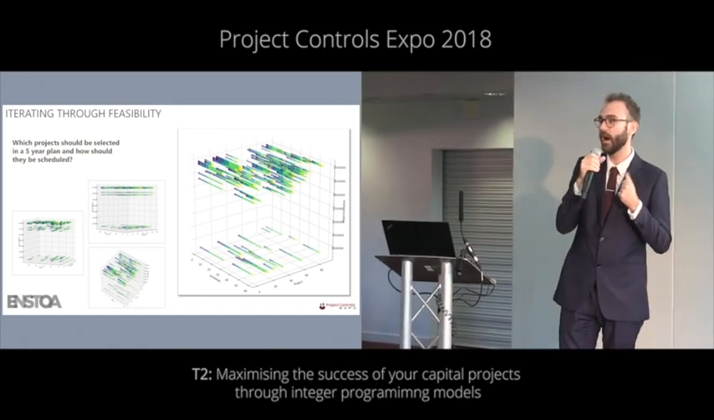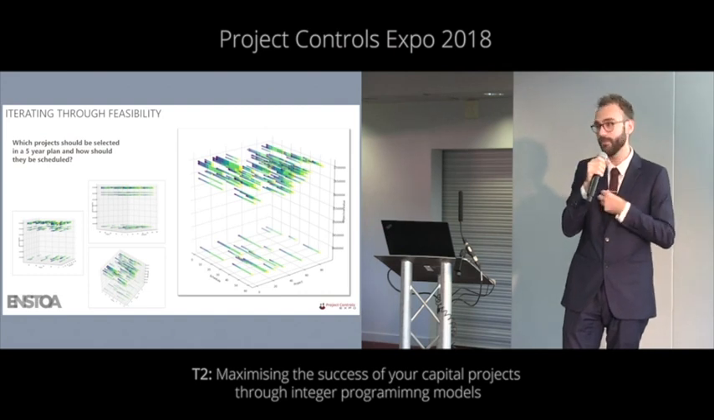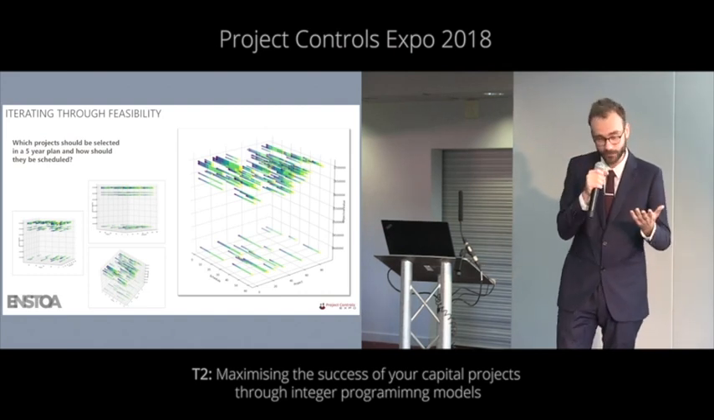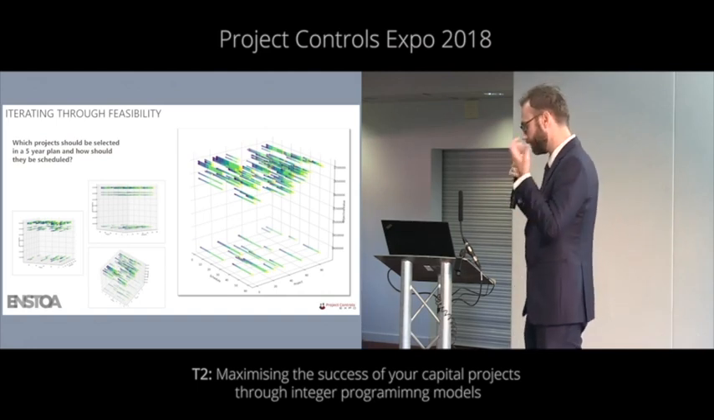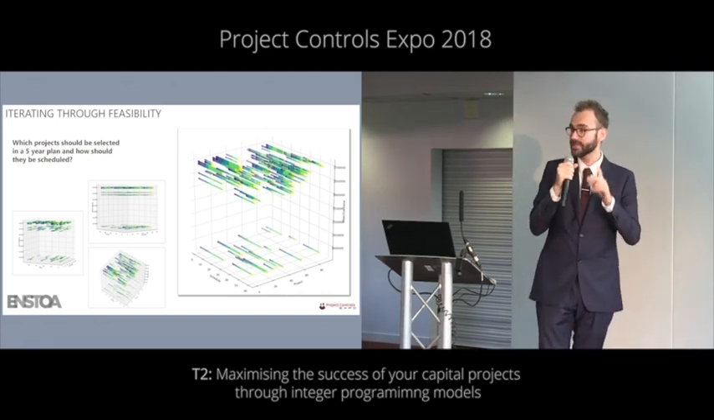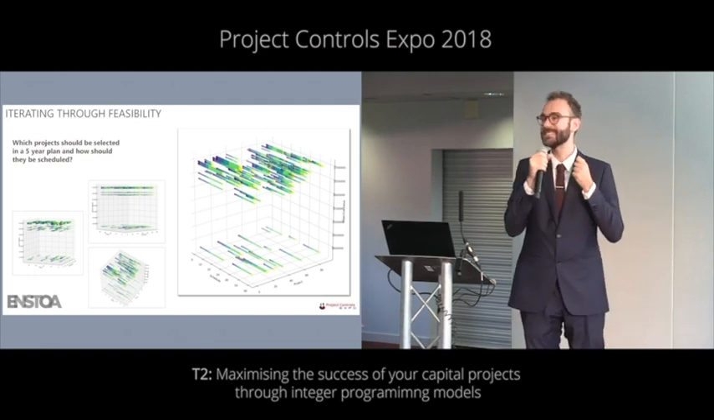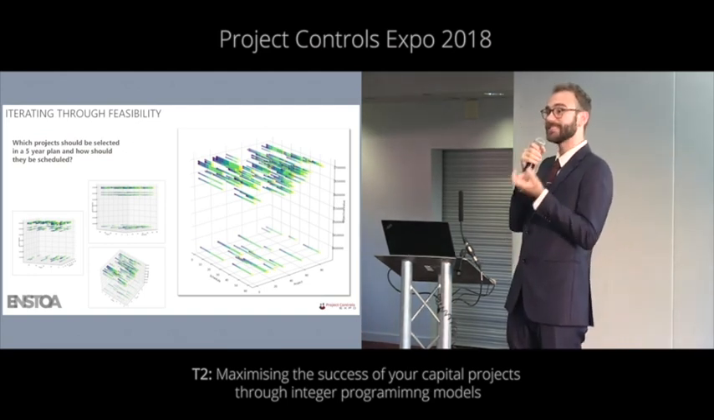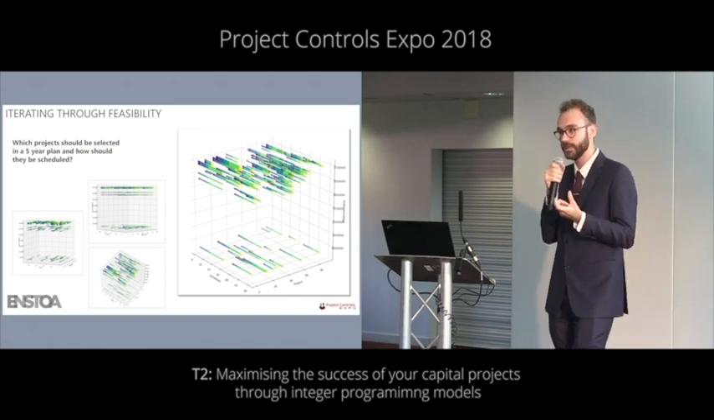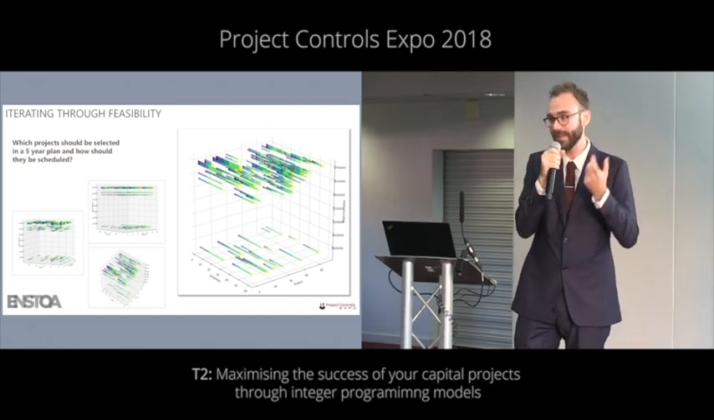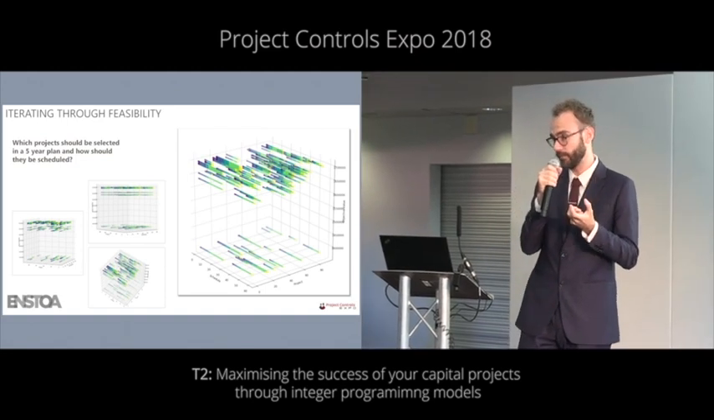It turns out to be a highly complex mathematical problem to solve. Fortunately, we at Enstoa believe we've cracked it, which is nice for us, but it actually is a quite complex problem. And it's complex for this reason. Scheduling and selection are simultaneous. They should be solved simultaneously. If you solve them separately, you will, in almost every instance, get a suboptimal outcome.